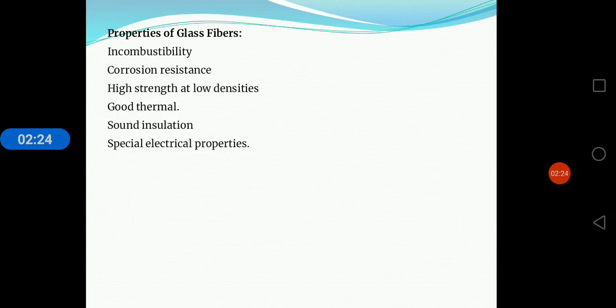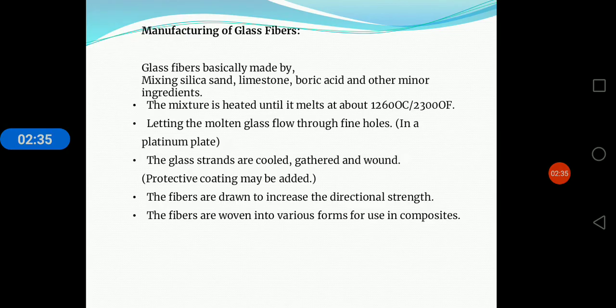Properties of glass fibers: incombustibility, corrosion resistance, high strength at low densities, good thermal and sound insulation, and special electrical properties.